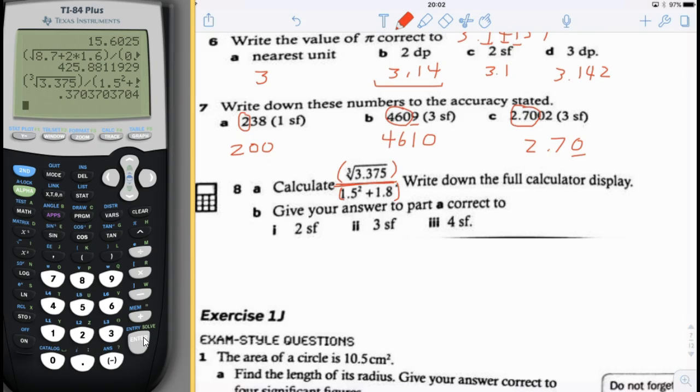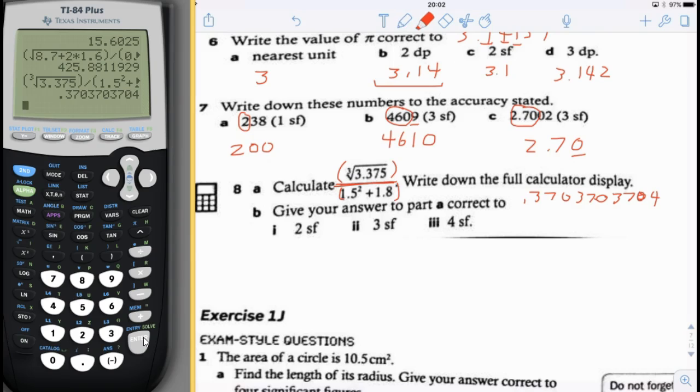It says write down the full calculator display. So 0.370, 370, 370, 4. Okay. Then it says, give your answer to part A correct to two significant figures.